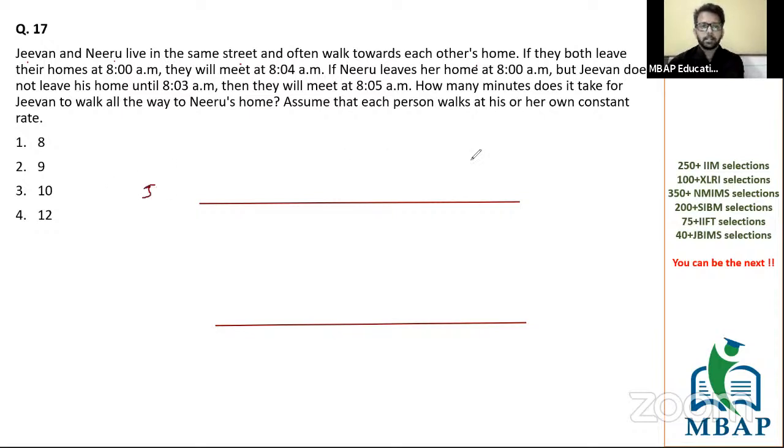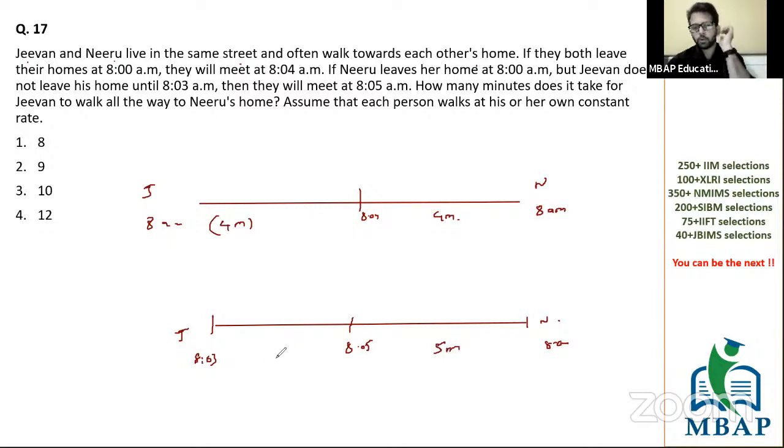So they are saying there's a Jeevan guy, there's a Neeru guy. If they leave at 8 a.m., they meet at 8:04, right? So he has taken 4 minutes. This fellow has also taken 4 minutes. Other way around, Jeevan and Neeru, second situation. It has been said Jeevan does not leave home at 8:00. Jeevan leaves at 8:03 and Neeru leaves at 8 a.m. They meet at 8:05. So this time Neeru has walked for 5 minutes and this fellow has walked for 2 minutes.